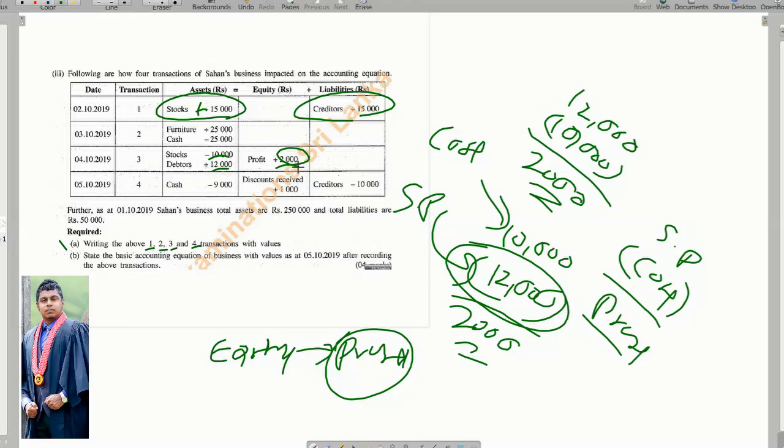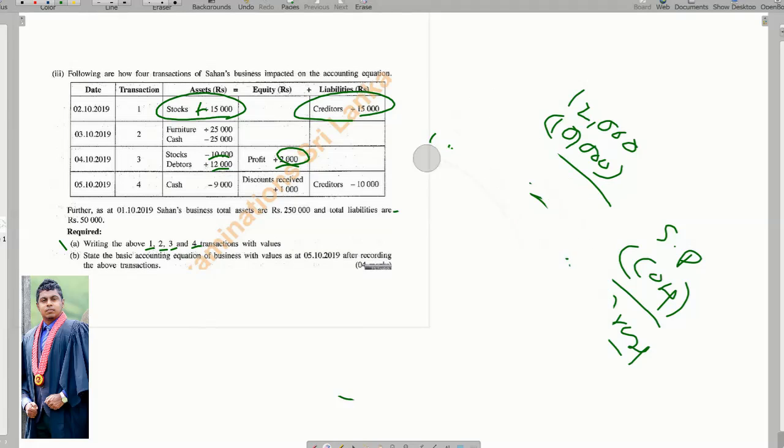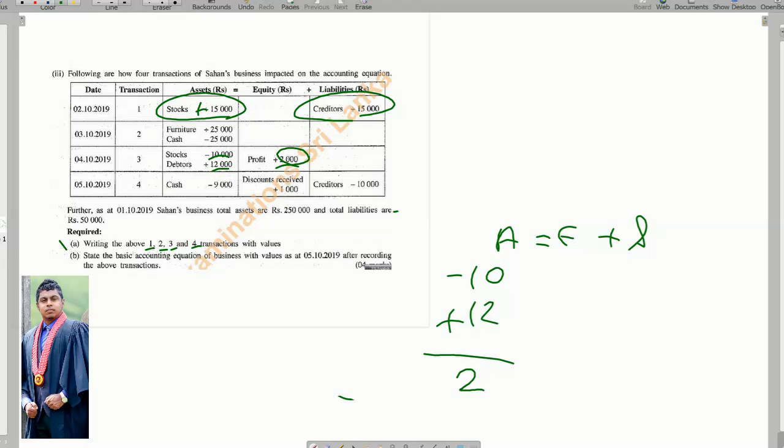Again you can see that stock amount is minus 10,000, debtors is plus 12,000. Therefore under the assets column, what is the net amount? Net amount is plus 2,000. It's equal with the equity balance. Equity balance also 2,000. Then we can consider the assets also: minus 10, then here plus 12. Then you can see it's a plus 2, and again on the equity side also it's 2. Therefore we have done the correct adjustment.